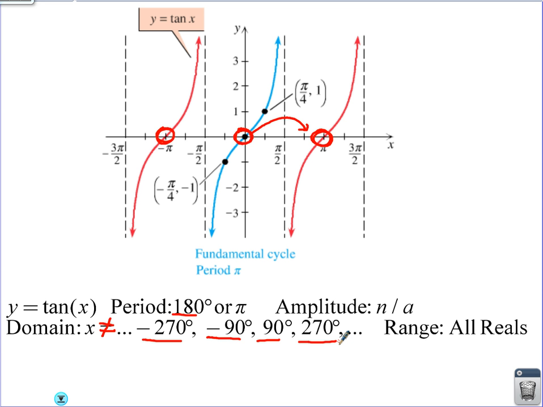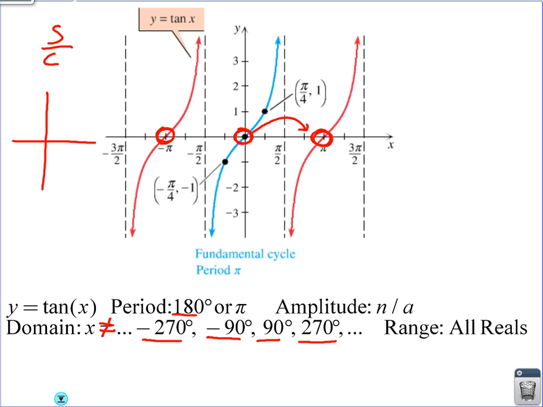And notice that's every 180 degrees. Because every 180 degrees, think about what cosine does. Tangent is equal to sine over cosine. Anywhere cosine is 0, then you're going to have an undefined function here.